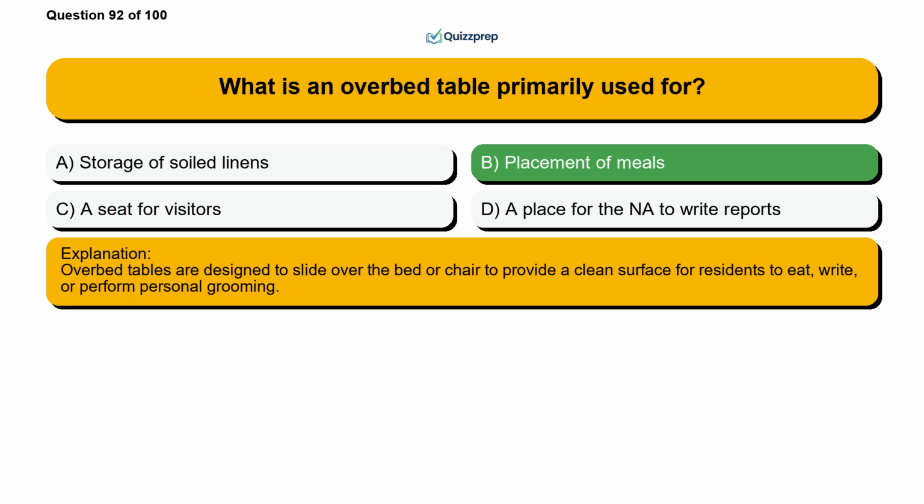Overbed tables are designed to slide over the bed or chair to provide a clean surface for residents to eat, write, or perform personal grooming.